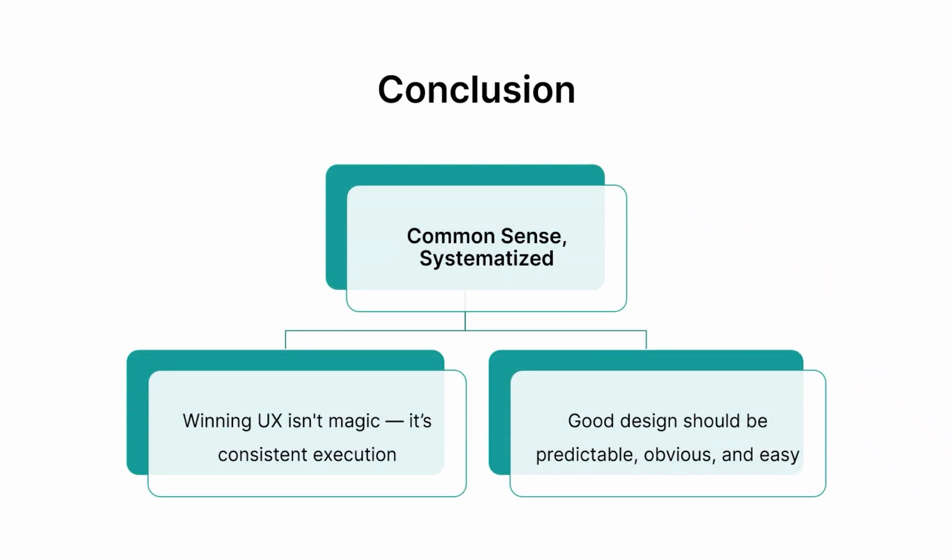So, there you have it. Nielsen's 10 usability heuristics. These principles aren't revolutionary. They're simply common sense, organized into a framework you can actually use. The companies winning at user experience aren't doing anything magical. They're just consistently applying these rules.